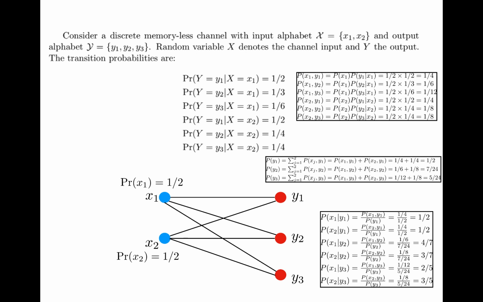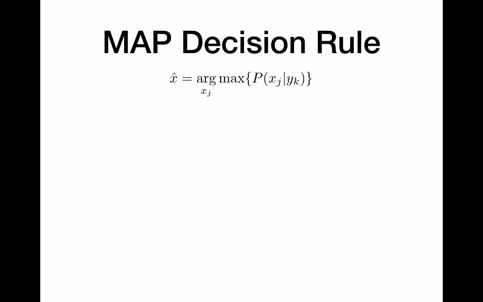Okay, so now you can see how I can calculate all the probabilities associated with the discrete memoryless channel, starting from the input probabilities and the transition probabilities. I can calculate everything. I can calculate the joint probability, I can calculate the probability of the outputs, and I can calculate the a posteriori probabilities. Now let's move on and focus on the MAP decision rule.